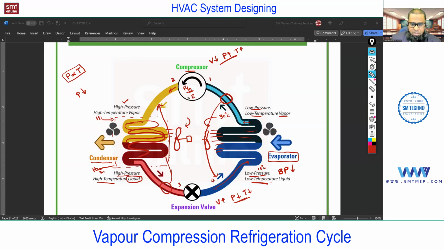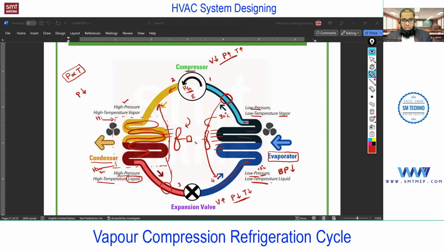Like this, you'll find some more options like controls, etc. in the actual cycle. I'll show you in chapter 5 at the time of dealing with window, split, or other systems. But the important point is, if the condenser is cooled by air, it's an air-cooled system. If the condenser is cooled by water, it's a water-cooled system. Please make a note of this point. We'll use it at the time of the chilled water system also. Apart from this, the different processes of the cycle are compression, condensation, expansion and evaporation. These are the 4 processes, and I've given the points also: 1 to 2, 2 to 3, 3 to 4, and 4 to 1. With reference to that, you'll find the theory in the notes.